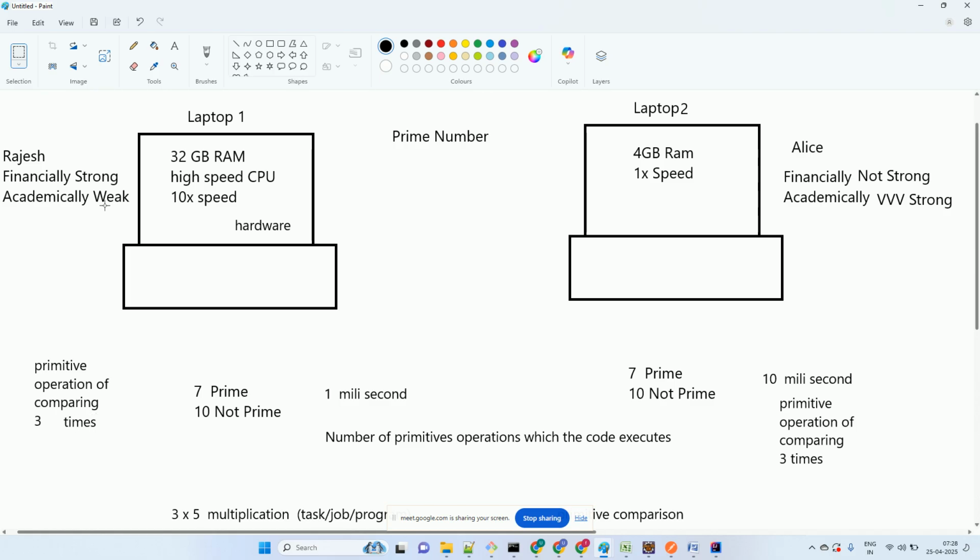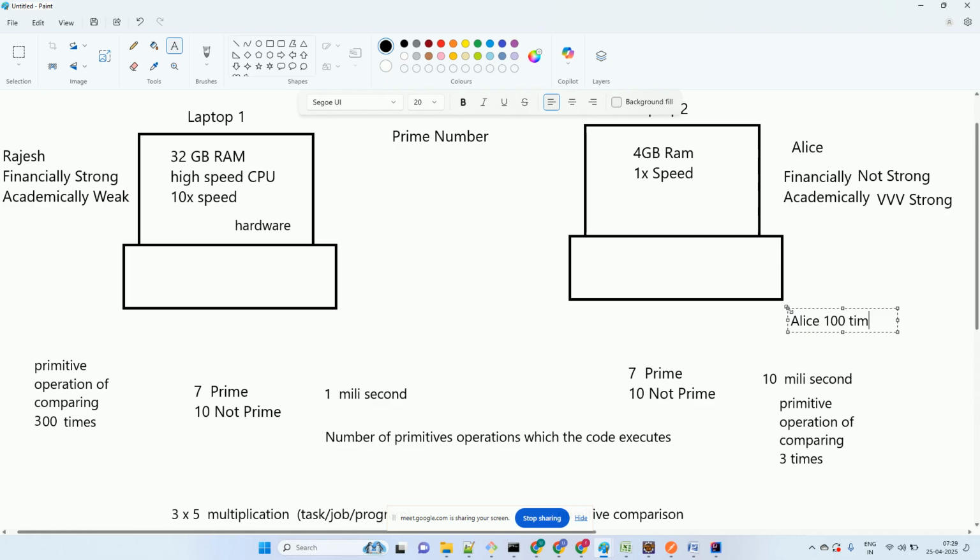So now, what will we say as software engineers? Whose algorithm is faster? Alice took only 3 primitive operations, and Rajesh took 300 primitive operations. So, who is faster? The one who has taken less primitive operations to achieve the task. So we will conclude that Alice's code is 100 times faster.